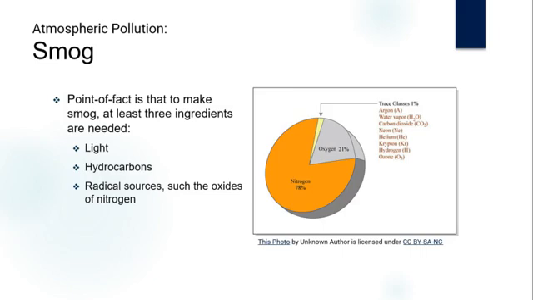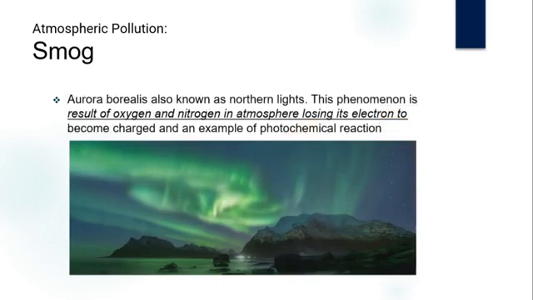So think about that. Next is an example of smog. Aurora Borealis, also known as the Northern Lights, is an example of this. This phenomenon is a result of oxygen and nitrogen in the atmosphere losing electrons to become charged, and is also an example of a photochemical reaction. Take note that Aurora Borealis only occurs in the polar regions of the Earth.